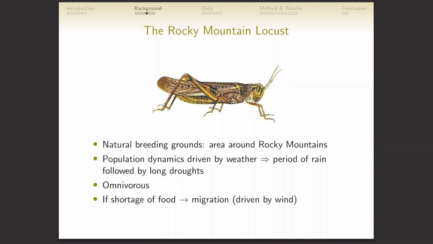They're omnivorous, that is, they eat practically any sort of vegetation. But if the population is too large relative to the breeding ground, or for some other reason there's a shortage of food, then they tend to migrate, at least temporarily, in whichever direction, left or right. And this is mostly driven by the wind. They can fly, unlike grasshoppers which don't really fly, but they're not very efficient at flying, so where they move is driven by the wind. You'll see that helps us when we try to construct an instrument here.